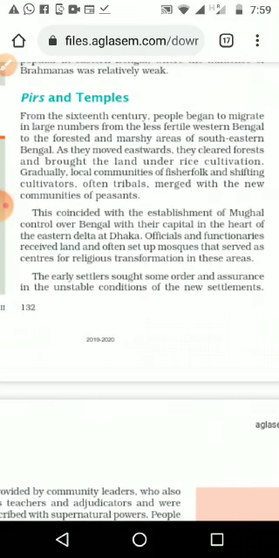As they moved eastward, they cleared forests and brought the land under rice cultivation. Then it was marshy land, very clearly it is said, forested and marshy area. And when people move to an area with forest and marshy land, what will they do? They will clear the forest, cut down the trees and make it ready for rice cultivation. And marshy land also, somehow they will try to use for cultivation. And in the eastern and southeastern side, when people moved, they started rice cultivation.